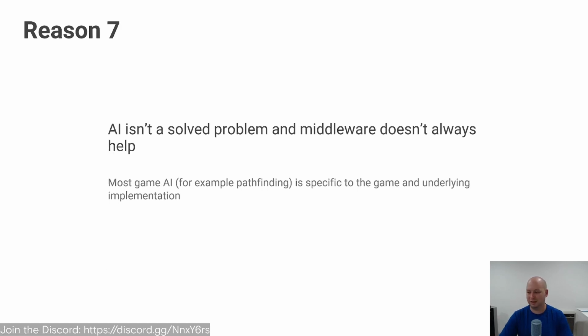This one's a little, I think, arbitrary, but it's true. AI is just not solved, and I don't think it ever will be solved. And when it is, we're not going to be talking about it this way. And the middleware helps, but it doesn't really help. Often, if you're building even just something simple like pathfinding, it's very specific to the game and the underlying implementation.